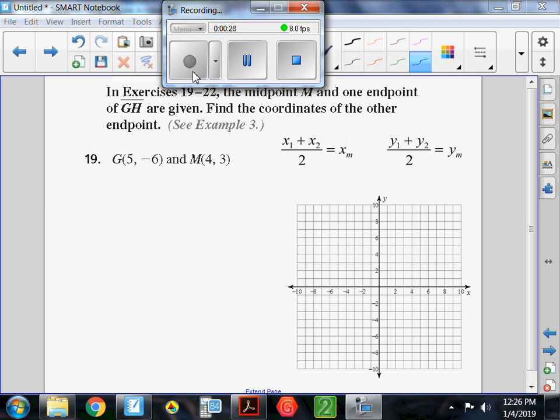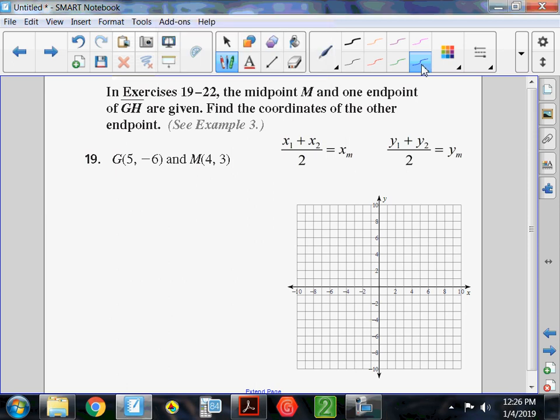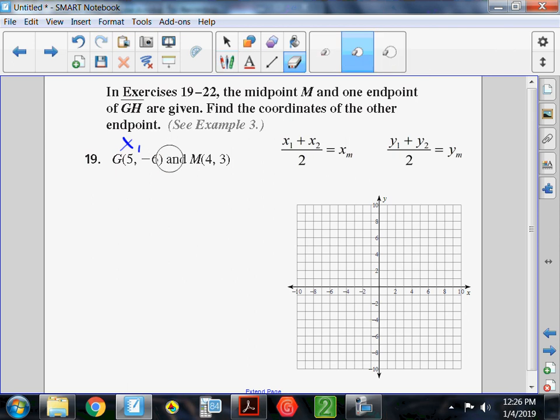So I'm going to show you with the algebra first and then also show you how you could think through it on the graph. That way you could use either strategy, but you're going to want to be comfortable with probably both strategies for your test. So since I have one point given to me, G, this is my, let's say my X1 and my Y1. Put my Y1 in red. And then I also have the coordinates of the midpoint. So I'm going to call that XM and YM. That way I know that that's the midpoint.